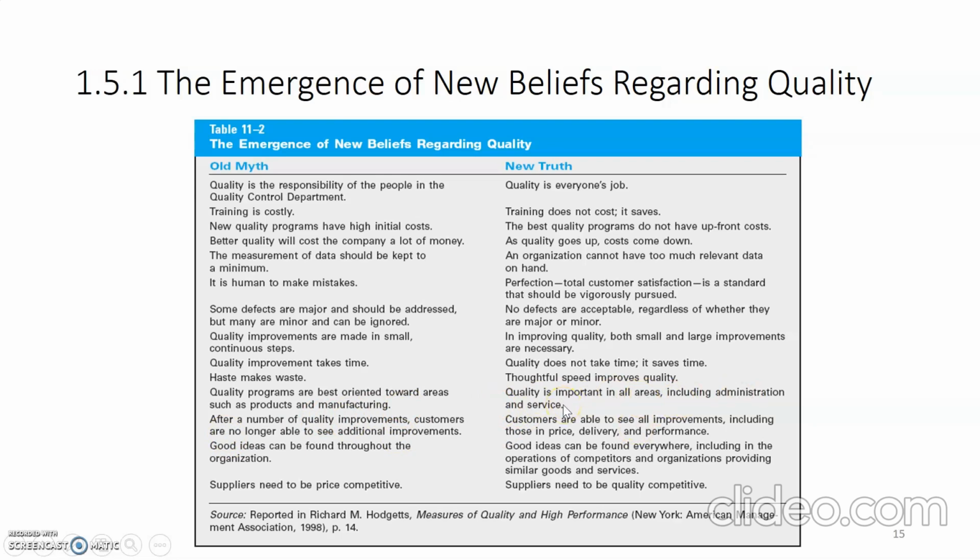Have you all been to a hospital and you are treated badly by the doctors? You will think, it will influence your perception of the organization that you are focusing on, the organization where you are a customer. Next is, after a number of quality improvements, customers are no longer able to see additional improvements. That is not true.